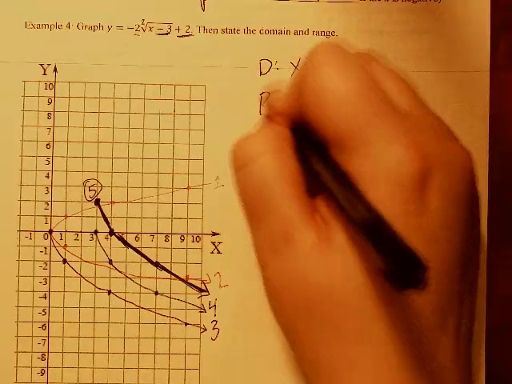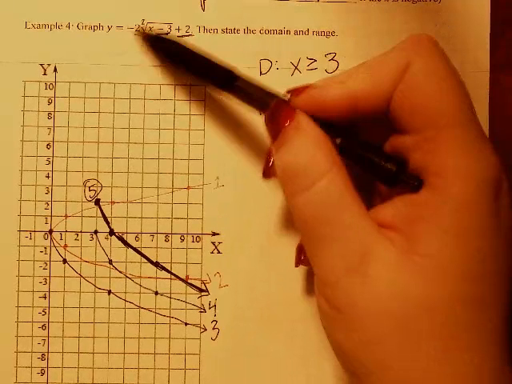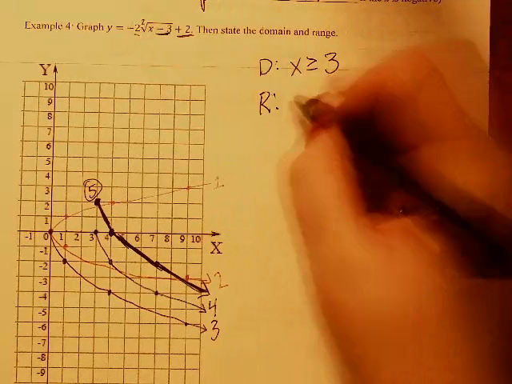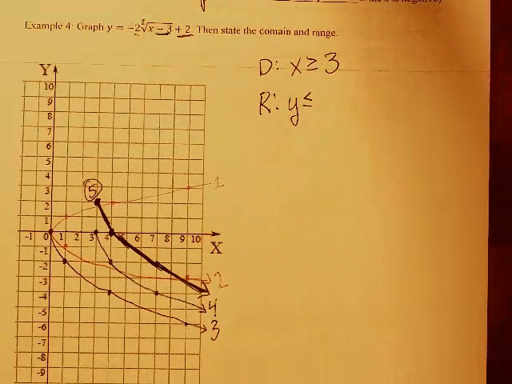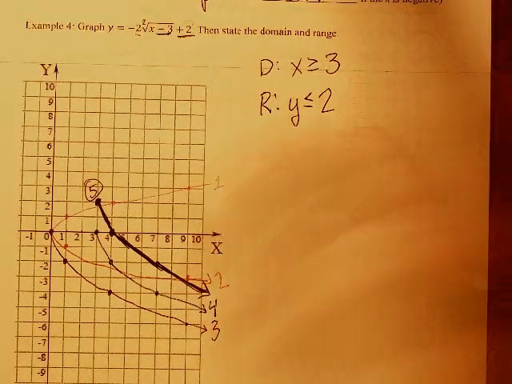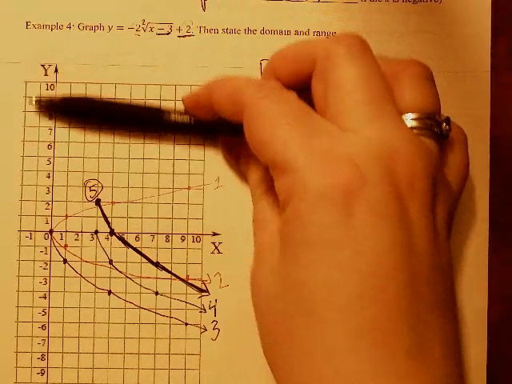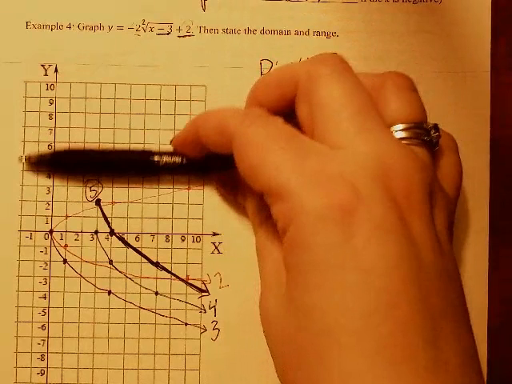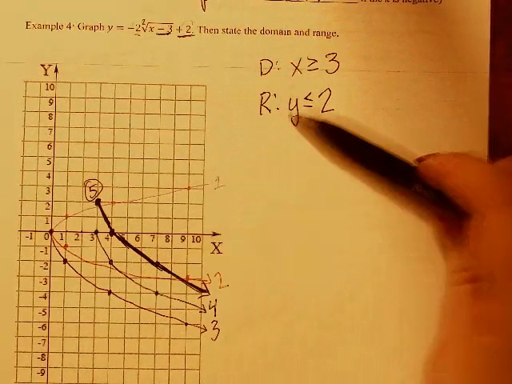And then our range, because a is negative, we're going to have to flip our sign. So it's going to be y is less than or equal to, and then it's this number right here, so 2. And if we look at our graph, we don't have any numbers up here. Our first dot is down here at 2, and then it goes down from there. So y is less than or equal to 2.